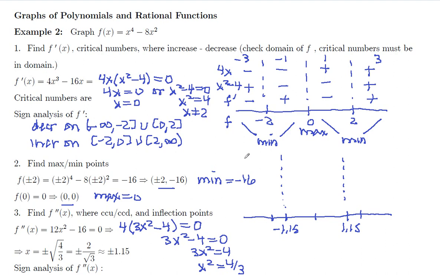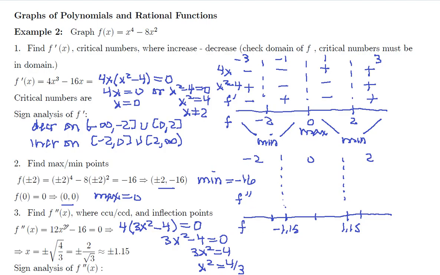For test numbers, we could use -2, 0, and +2. And we will plug those right in here into our f double prime. So f double prime above the number line, and then f below. So let's see, plug a -2 in.